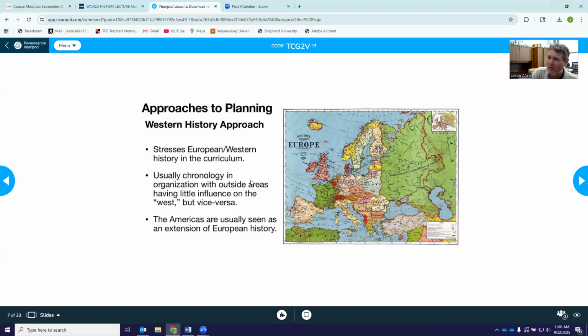The Americas are usually seen as an extension of European history. I think this is still, for better or worse, sometimes the default approach. I will be the first person to admit, I really try to get better with incorporating world history. This is what I had when I was a history major, so it's kind of what I went with.